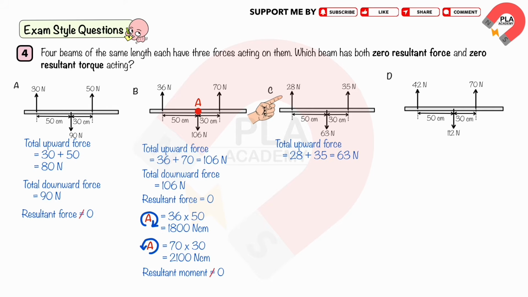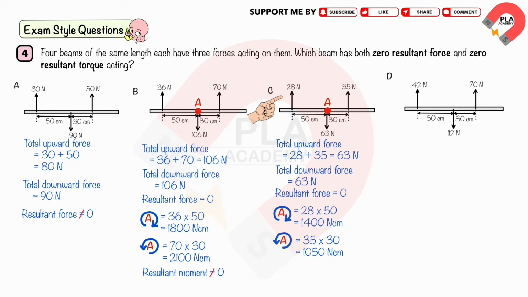Choice C. The total upward force equals 28 plus 35, which is 63 newtons. The total downward force equals 63 newtons. So, the resultant force is zero. We take the moment about the point A. The total clockwise moment equals 28 times 50, which is 1,400 newton-centimeters. The total anticlockwise moment equals 35 times 30, which is 1,050 newton-centimeters. So, the resultant moment is not zero.